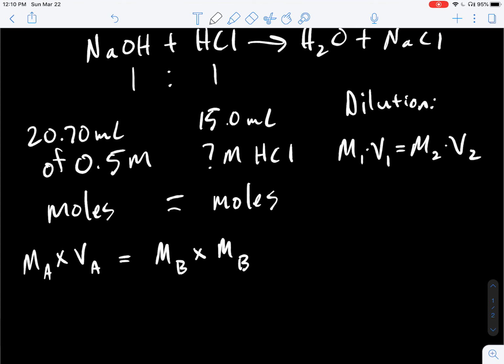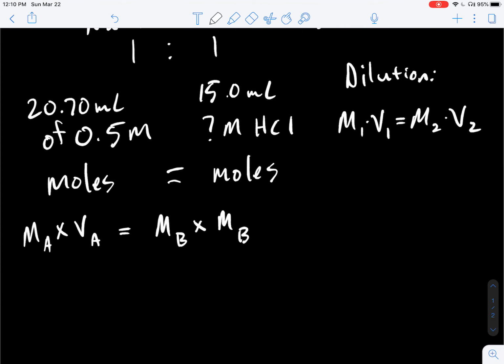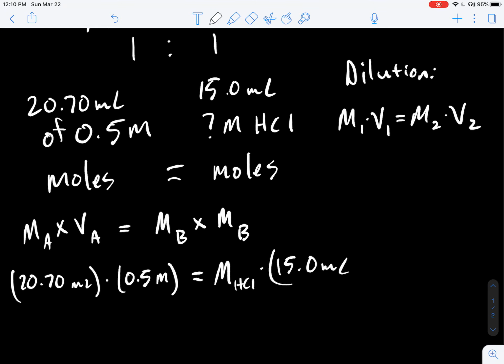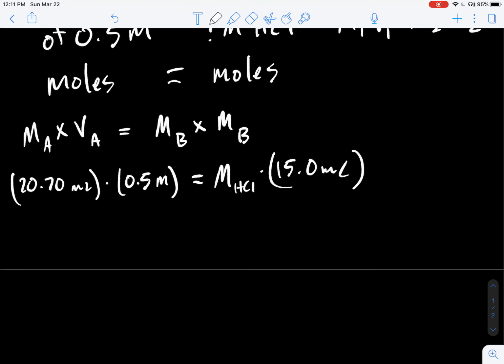So we don't even have to convert this to liters or anything like that. We just have to plug these values in. We know that it took 20.70 milliliters times 0.5 moles per liter. That would actually give us millimoles, but it doesn't matter because it's the same units on the left and the right. So the molarity of our HCl times the original volume should equal the same number. So the molarity of the HCl, we solve for that. Divide both sides by 15 milliliters.